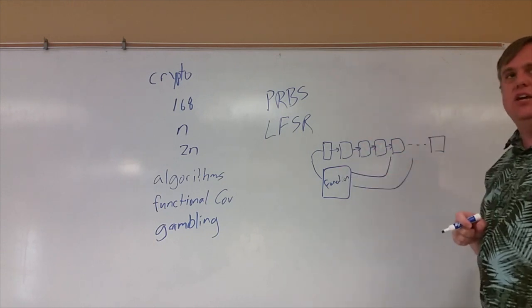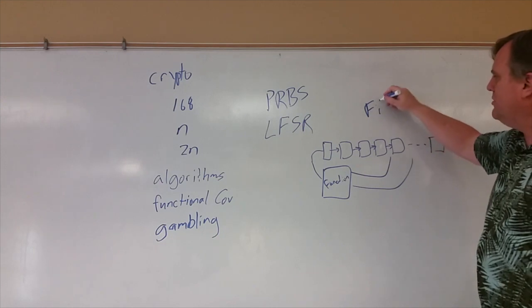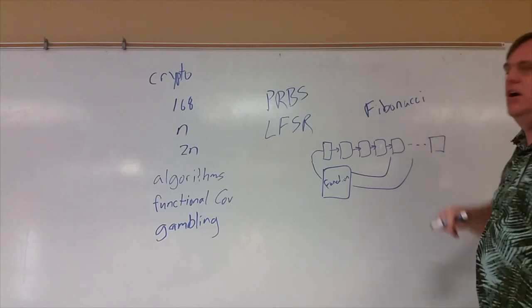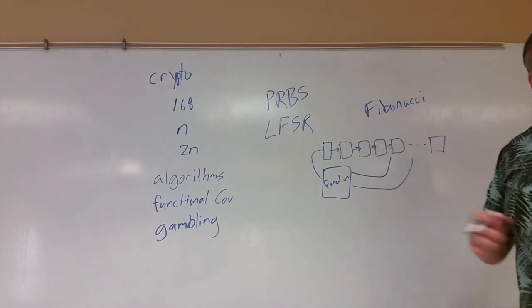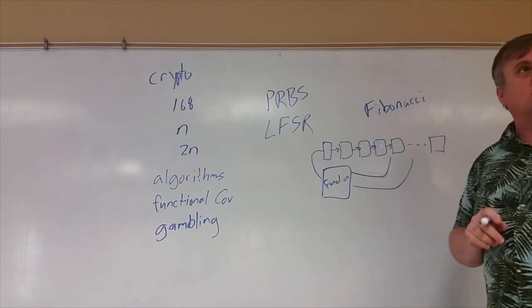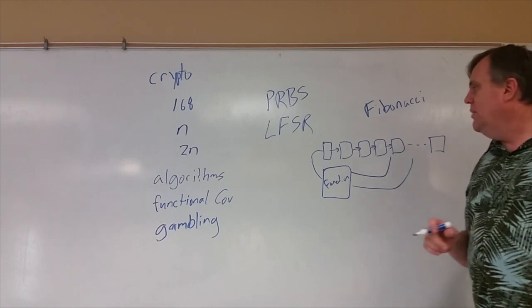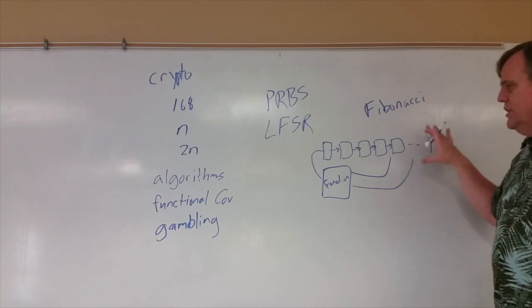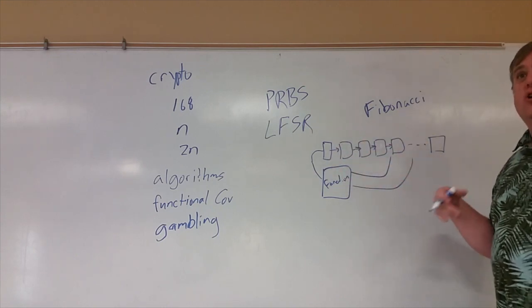This format here is called the Fibonacci format. Fibonacci. Right? So if you've heard of Fibonacci numbers and all that, it's named after that same mathematician. And he does them this way. There's a second format, right? So he just takes the ones and they flow this way, called the Galois.